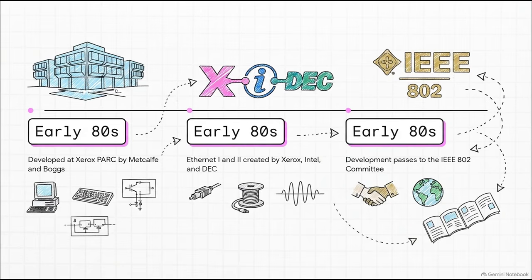But an invention sitting in a research lab isn't exactly a global standard yet. So Xerox teamed up with Intel and Digital Equipment Corporation. They called themselves the DIX Consortium to create the Ethernet I and Ethernet 2 standards. But the true stroke of genius, the thing that made Ethernet's global adoption possible: instead of keeping it proprietary, they handed the development over to the IEEE to make it a universal standard.